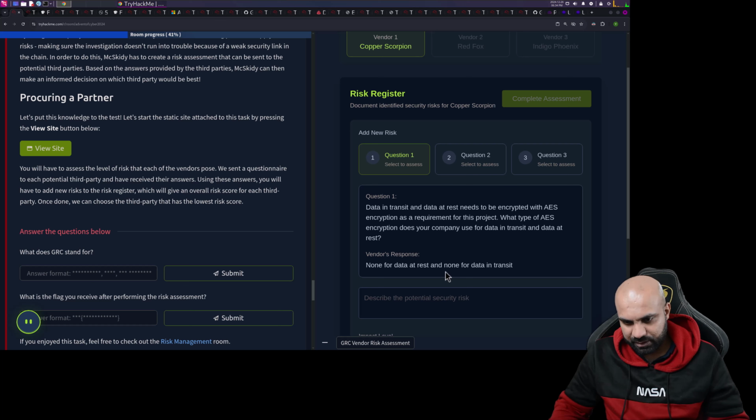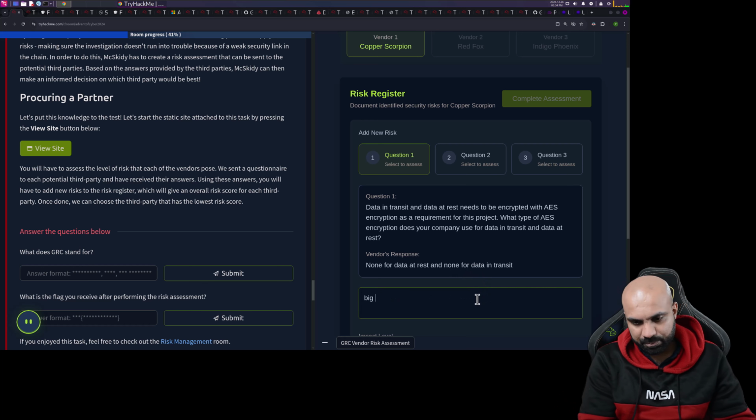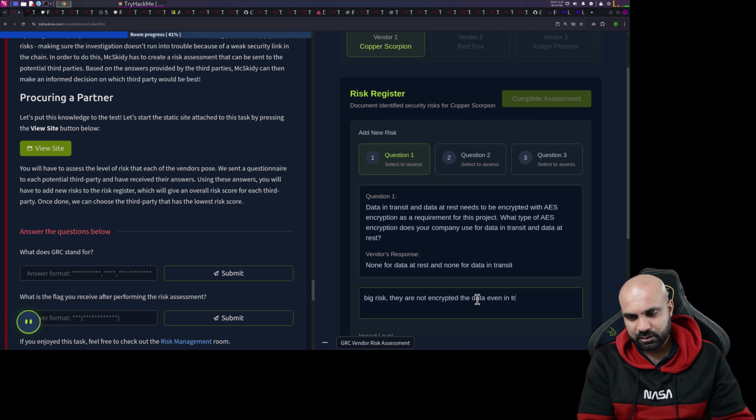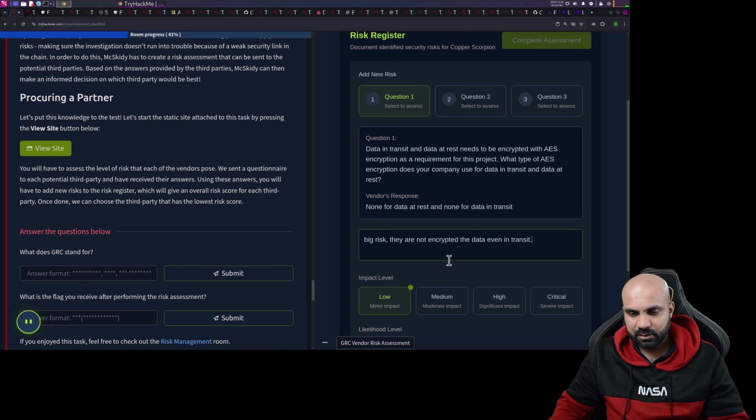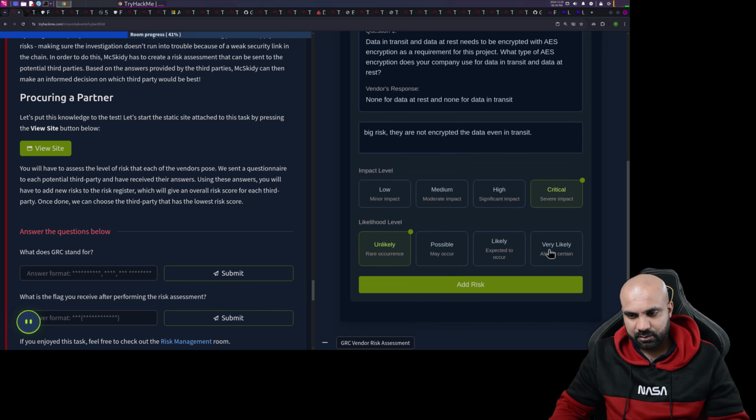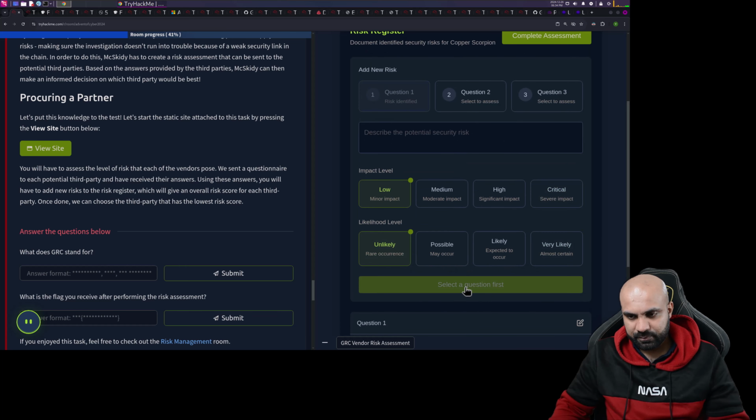None for data at rest and none for data in transit. Ooh, it's a big risk. Big risk. They are not encrypting the data even in transit. That means they are not using HTTPS. Okay, so for me I think it is critical, and definitely it will happen.